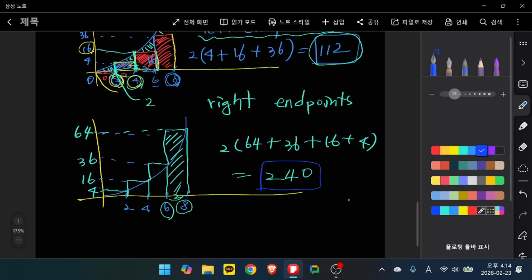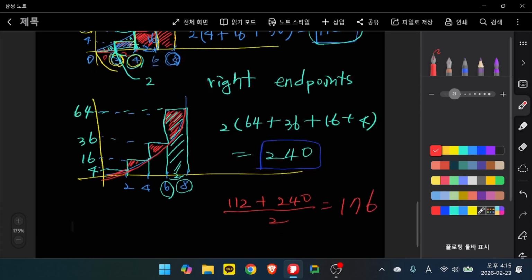So this value will be over the actual area under the curve because these areas will be over the actual area under the curve. So if I average these two endpoints, this will be 176.